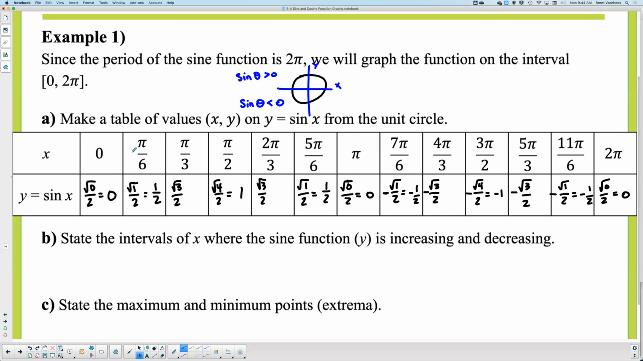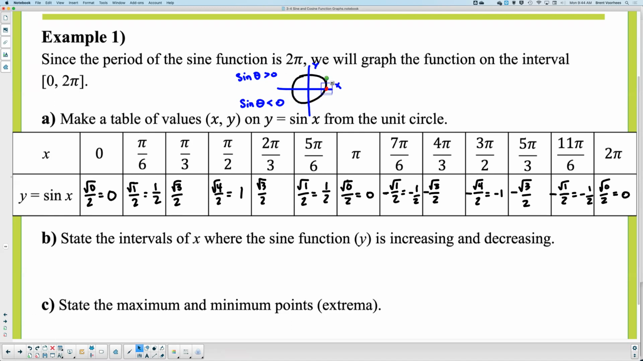There were no pi over 4s, I couldn't fit them in the chart, so I skipped the pi over 4s. Notice what happens with the sine values. They count up because as your angle moves around, check out my picture if you're not looking at it right. What's happening to my y values as I go around? They're increasing. And now what are they doing? Decreasing, decreasing, decreasing. And now what? They're increasing.